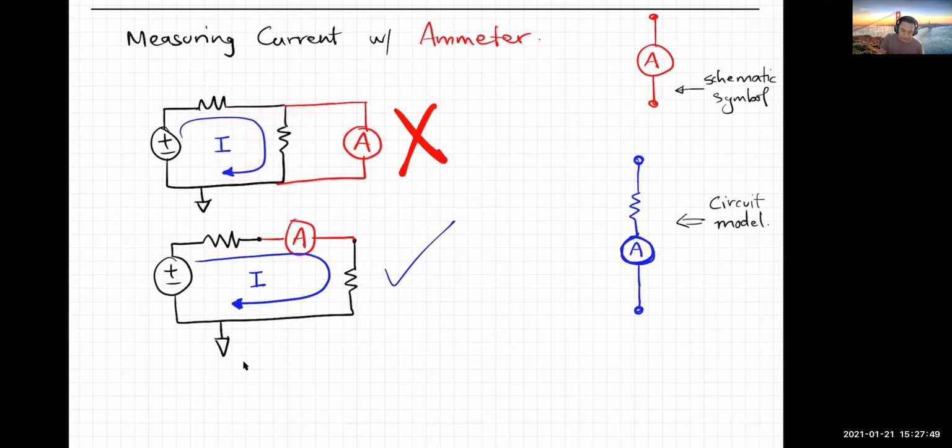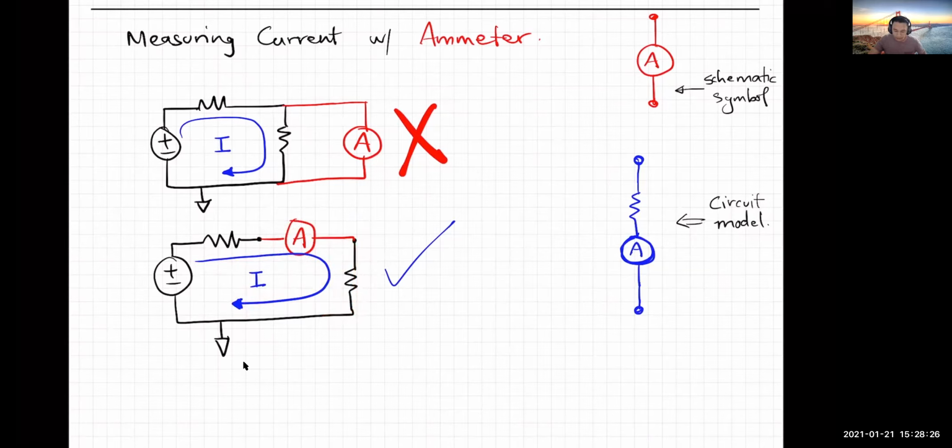In order to measure the current through the resistor, you need to make the current flowing through the ammeter the same as the current flowing through this resistor. The way to do that is to create a break here. You need to break the circuit and insert the ammeter where you created that break. So now the current flowing through the ammeter is the same as the current flowing through this resistor, and whatever you measure on the ammeter is the current flowing through the resistor.